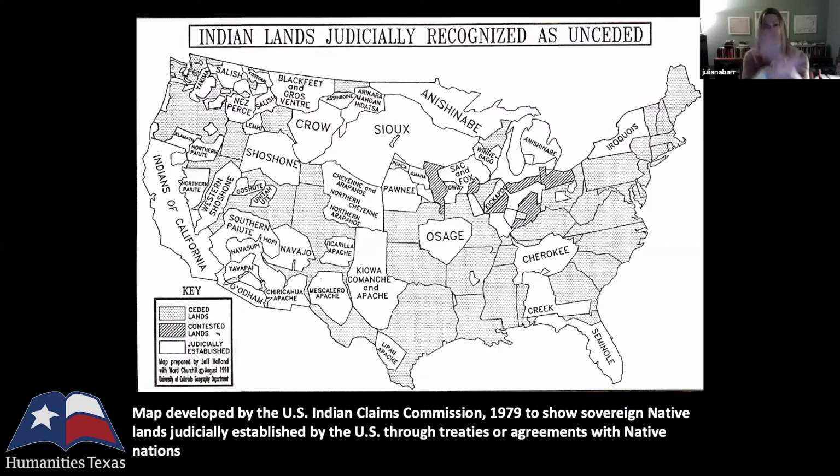So to understand this map again, and please note the Cherokees are in white in this map, I want to start with their story so we can see how these things play out.